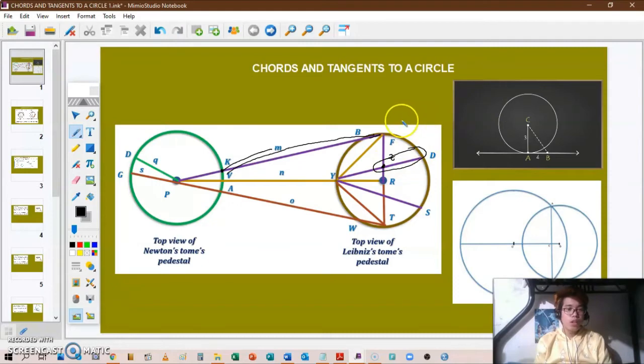Also, in a lot of geometric constructions we use chords and tangents. Just for example, these are the tomes or the pedestals where Newton and Leibniz wrote their books about calculus. We're not going to discuss the book by Newton and Leibniz, Principia Mathematica, but what we're going to discuss is the properties of chords and tangents and how they relate on a circle.